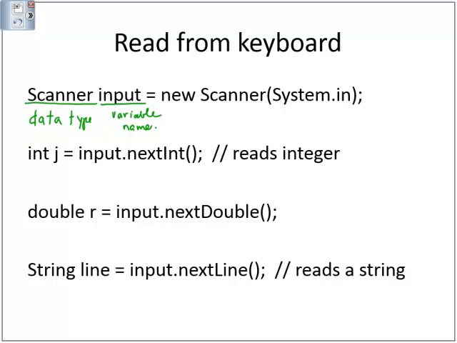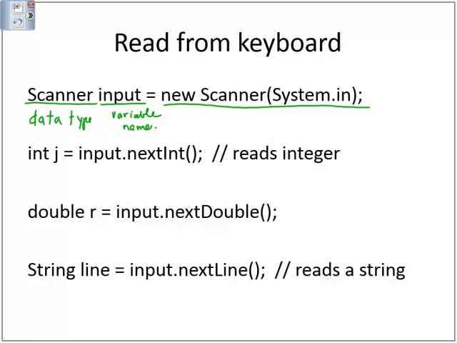A scanner is a special class in Java. Just like the system out class was used for printing things, the scanner class can be used for reading in things from the keyboard. And this is the way you create it: Scanner input equals new Scanner(System.in). As the course goes on, we'll explain more about what all these things mean. But for right now, just to get started, when you have to read something in, you use this line of code.